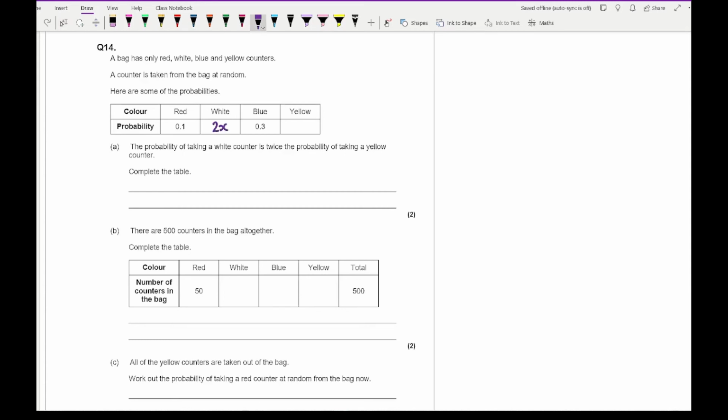So if the yellow counter is x, then white is going to be double, so we're going to call that 2x. Now all of those probabilities need to add up to 1. So 3x plus 0.4 equals 1. So 3x equals 0.6, so x equals 0.2. So this is going to be 0.2 and this is going to be 0.4. So completing the table, that's what I've done. It then says that there are 500 counters in the bag and we need to complete the table. So for the white, we need to multiply the probability by the amount. So it's going to be 0.4 times 500, which in other words is 40% of 500, and that gives me 200.